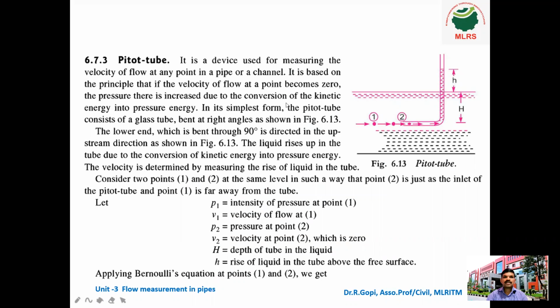So this we already discussed. It is a device used for measuring the velocity of flow at any point in a pipe or a channel. It is based on the principle that the velocity of flow at a point becomes zero, and the pressure there is increased due to the conversion of kinetic energy into pressure energy. In its simplest form, the pitot tube consists of a glass tube bent at a right angle, as shown in the figure.